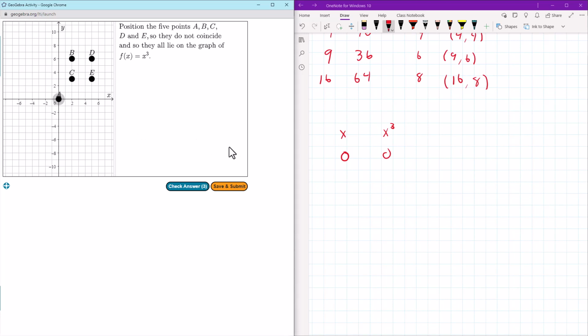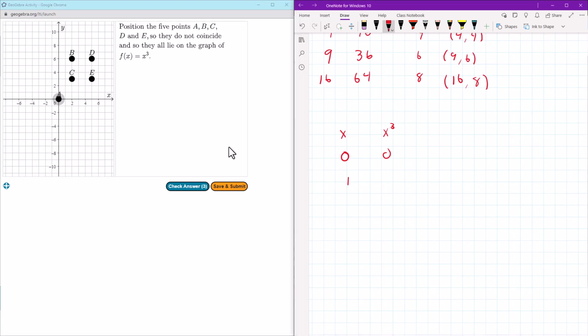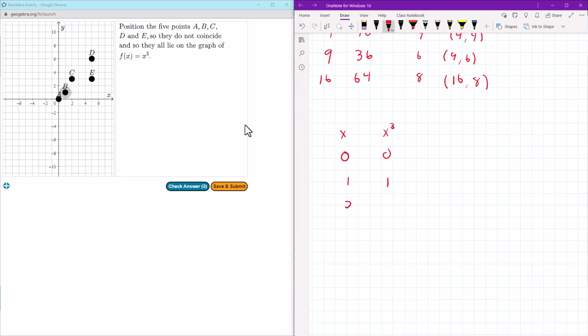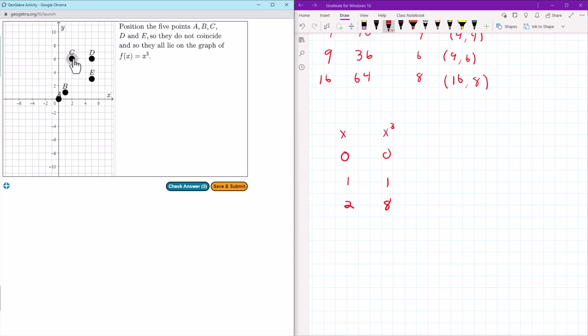Another one would be 1. If x is 1, x cubed is, well, 1 times 1 times 1, it's 1. So that's going to be the point 1, 1. We can put b there. The other one is going to be 2. All right, and then 2 cubed, well, that's 2 times 2 times 2, or 8. So c is already on 2. We can just move that to 8.